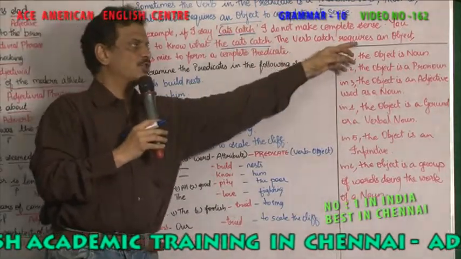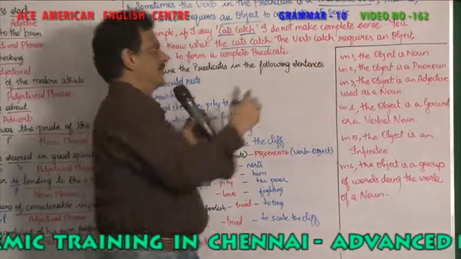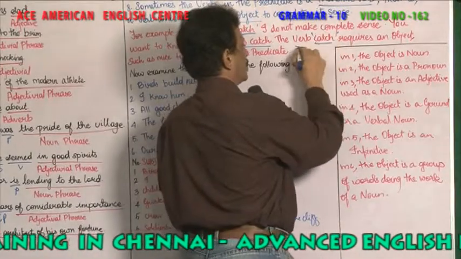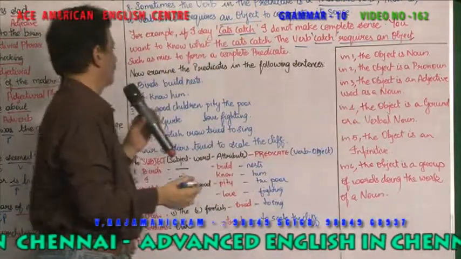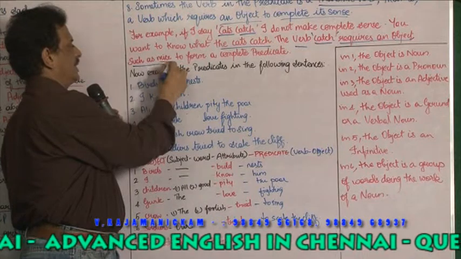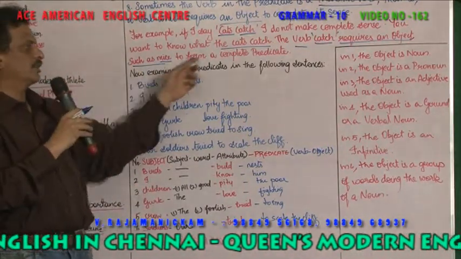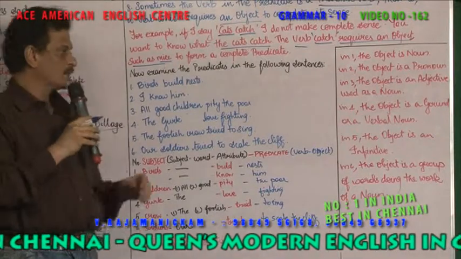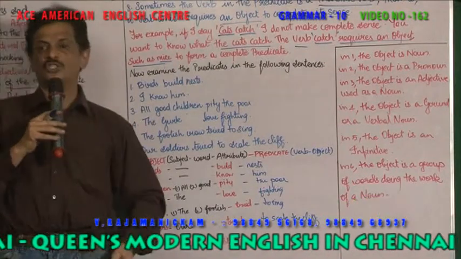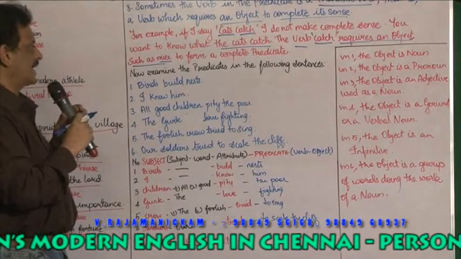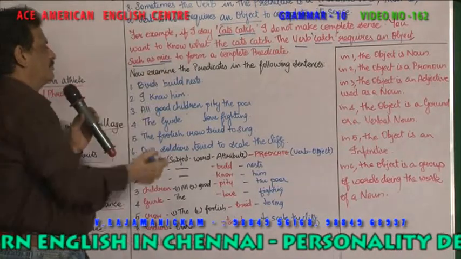The verb catch requires an object. It needs an object. The verb catch requires an object, such as mice. You need mice or a lizard, whatever it is. You need an object to form a complete predicate. So those are called what? Transitive verbs. So this mice becomes an object.